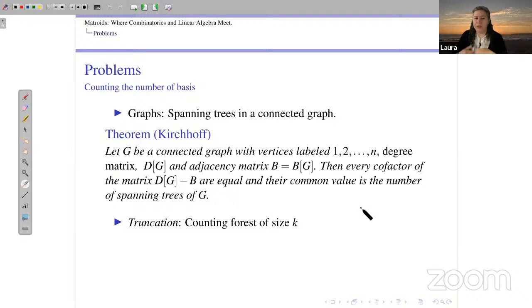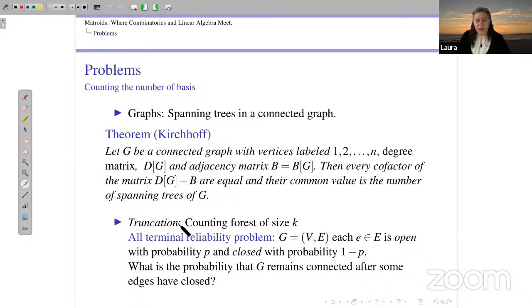There isn't a graph associated with it. So I cannot use this theorem. This theorem works for connected graphs, but it does not work for these other things that I obtained when I chopped the top of my matroid. And now this problem, I don't know how to solve. This problem is difficult, but it is still interesting. It turns out that if I could, by some way, count the number of forests of size k, then I would be able to calculate the all-terminal reliability of the graph.